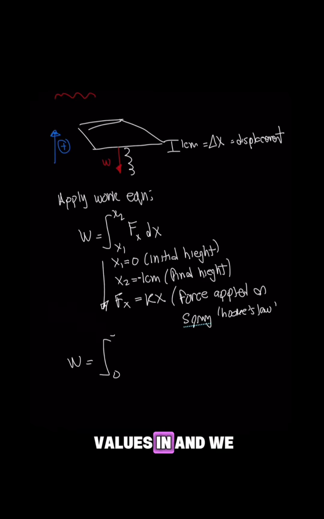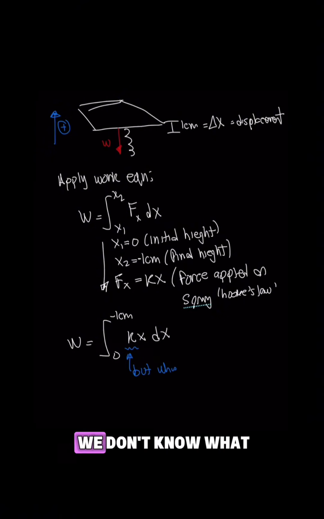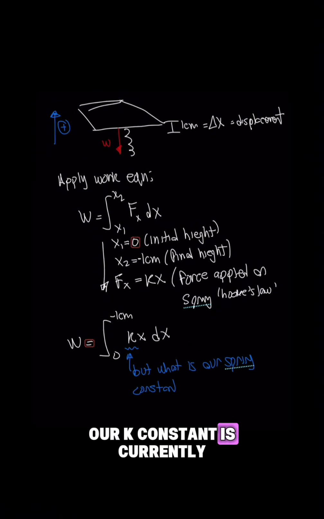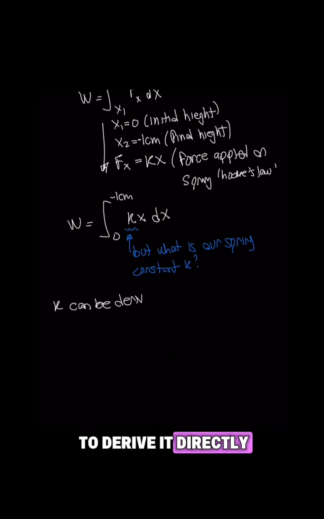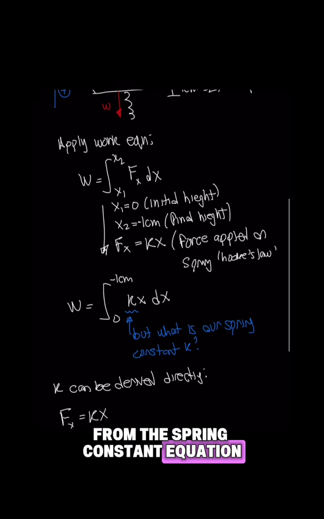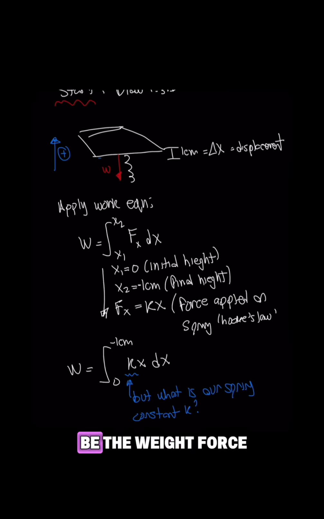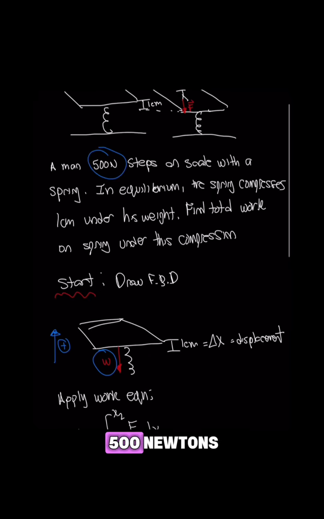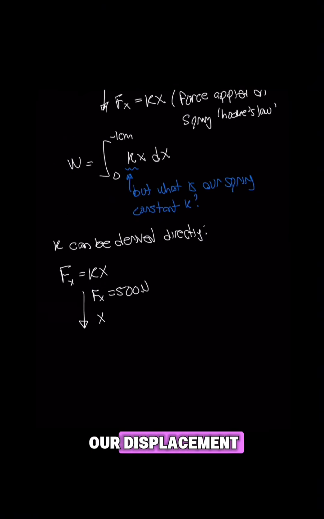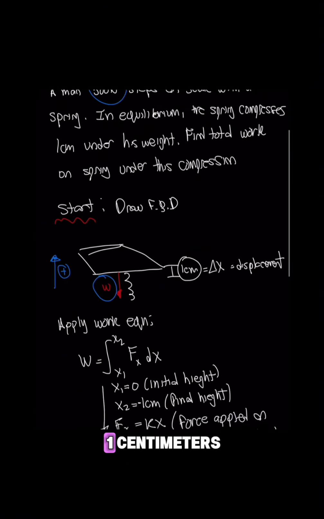You can plug all these values in and we get this expression here, but the thing is we don't know what our k constant is currently, so we're going to have to derive it directly from the spring constant equation. The only force in the x direction is going to be the weight force, and that's going to be 500 newtons. x is going to be our displacement. If you look at our diagram here, that's going to be negative 1 centimeter.